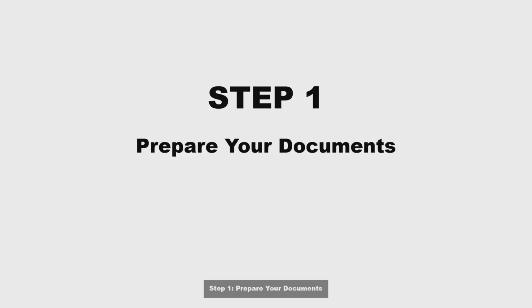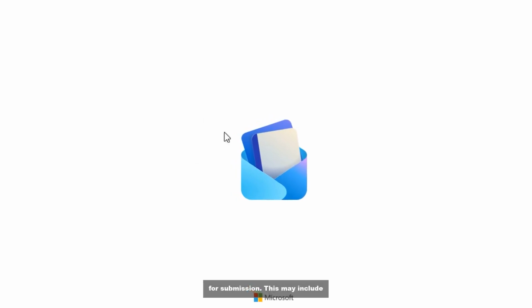Step 1. Prepare your documents. Ensure that all necessary documents are ready for submission. This may include identification, proof of address, or any other required paperwork. Make sure they are in an acceptable format such as PDF or JPEG.